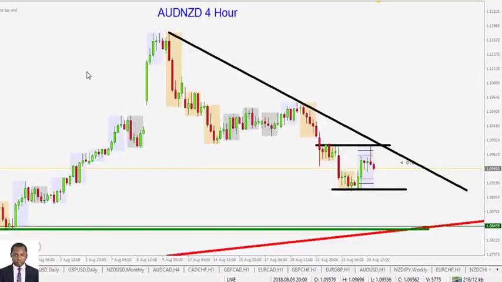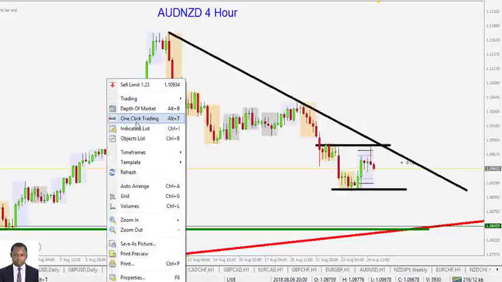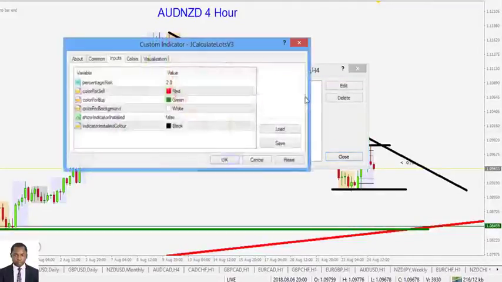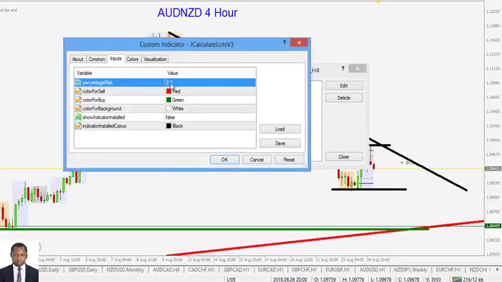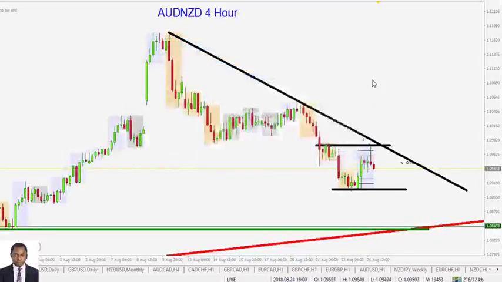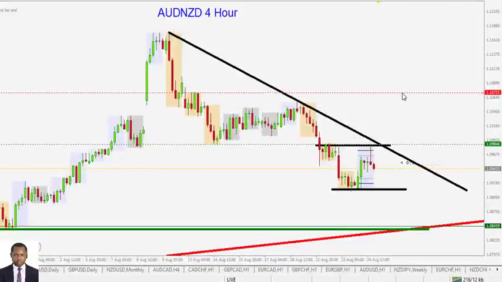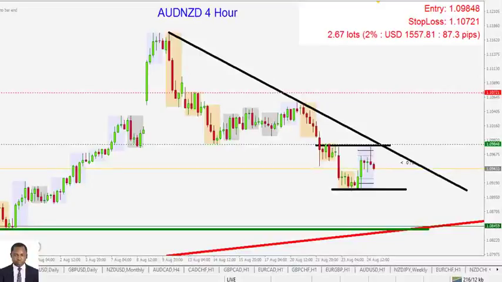Actually, let's apply the lot size indicator, the lot size calculator. I am sure you have this. I'm risking 2%. My stop loss is going to be above this level, just above this high. Okay, that's my stop loss.